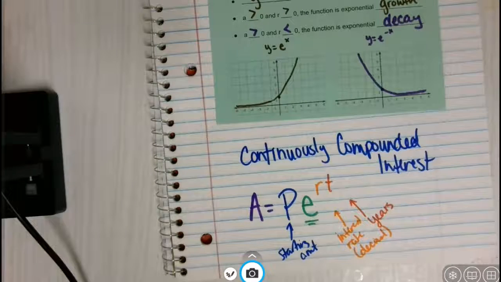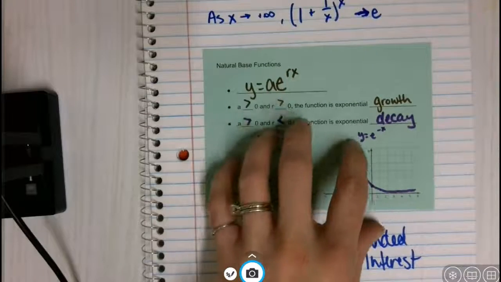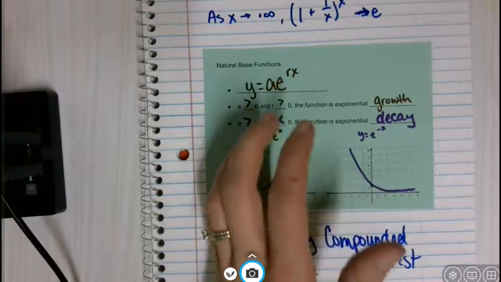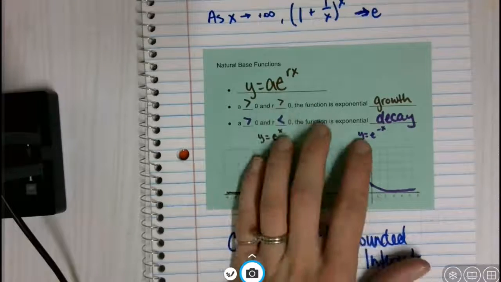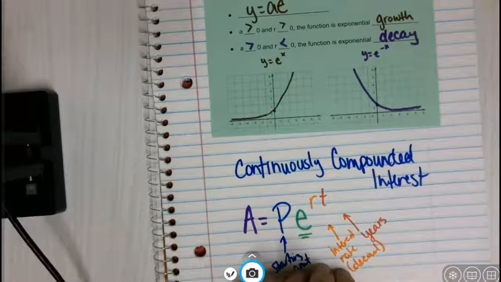So really that's it for 6.2. We just looked at one page of stuff. So we're going to take these graphs and we're going to change our A and our R and see what happens to it. How does it change my graph? And then we're really just going to be looking at some continuously compounded interest.